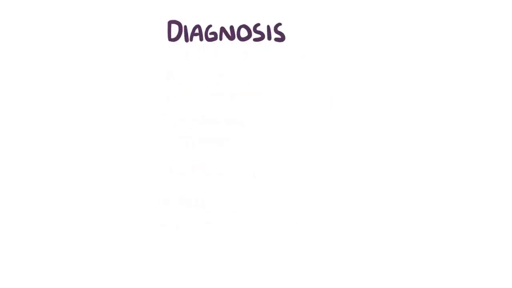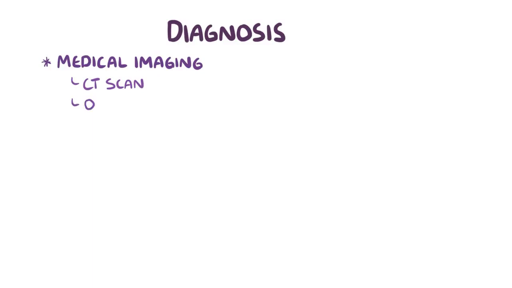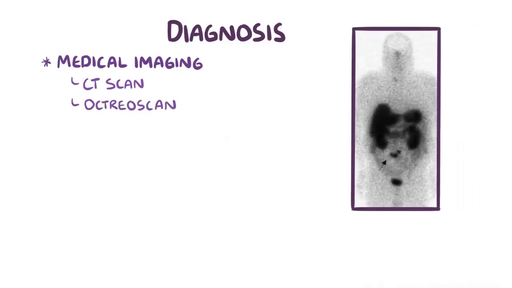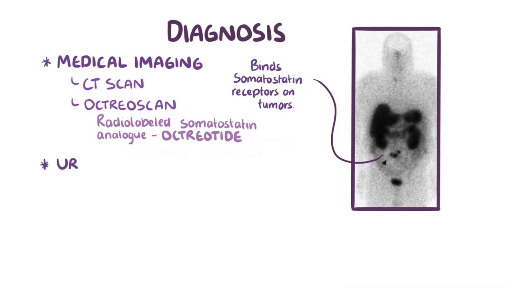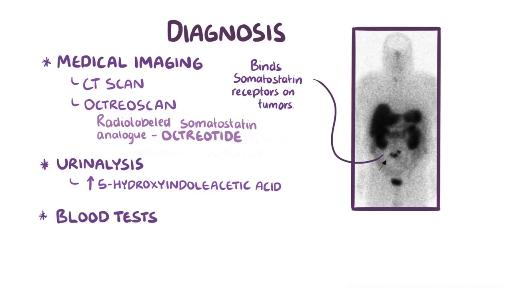Now, diagnosis of carcinoid syndrome can be made through medical imaging, like a CT scan. Also, something called an octreoscan can help identify carcinoid tumours. And what they do is they inject a radio-labelled somatostatin analogue called octreotide, and this binds to the increased number of somatostatin receptors on tumour cells. There's also urinalysis, which shows increased levels of 5-hydroxyindoleacetic acid, while blood tests can show niacin deficiency.